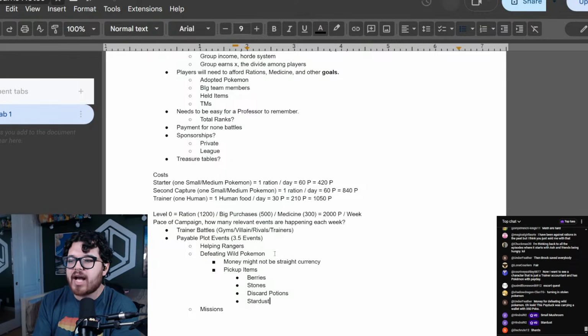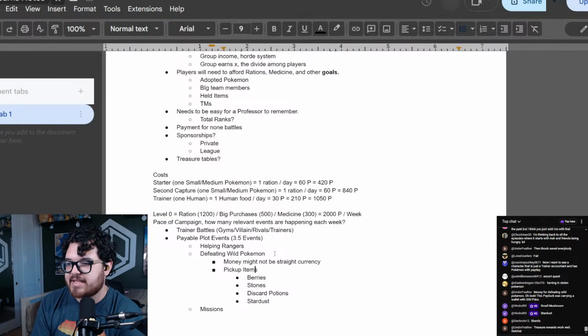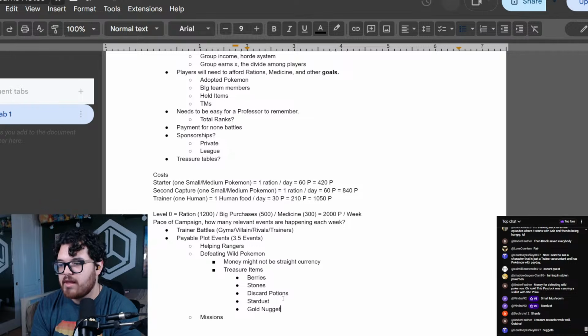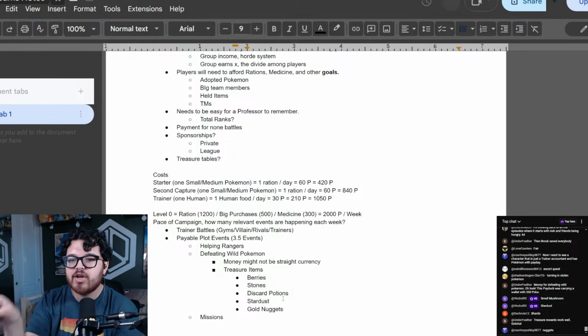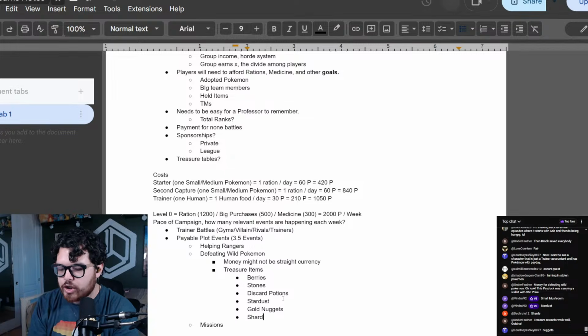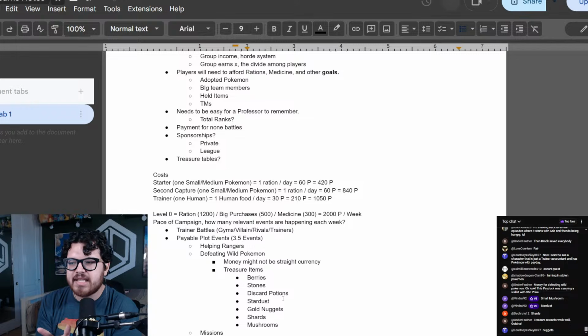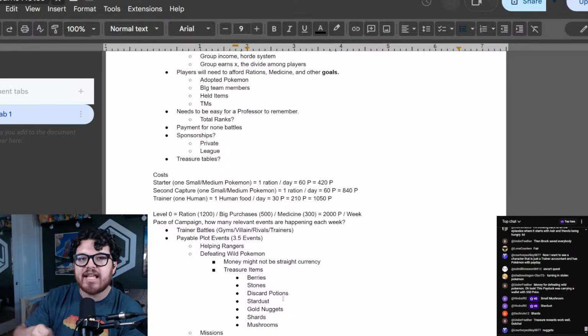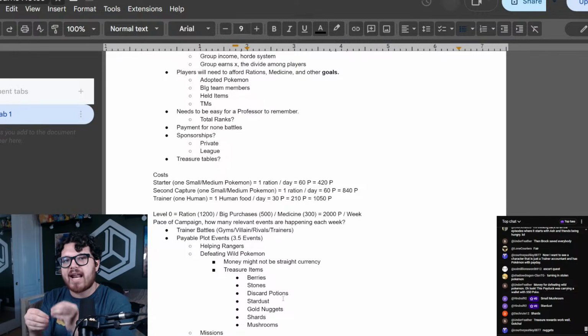That's where these treasure items are, so actually, that's a way better idea. Treasure items, gold nuggets, you know? That's where you put those items. Treasure rewards is where they go. Shards is another great one. Shards, mushrooms, right? This is the equivalent of looting a corpse in D&D, but it's, oh, I defeated this wild Pokemon, I'm gonna take some of its mushrooms. That's where you use those items so you can give them money while still being thematically tied to the economy of the game.